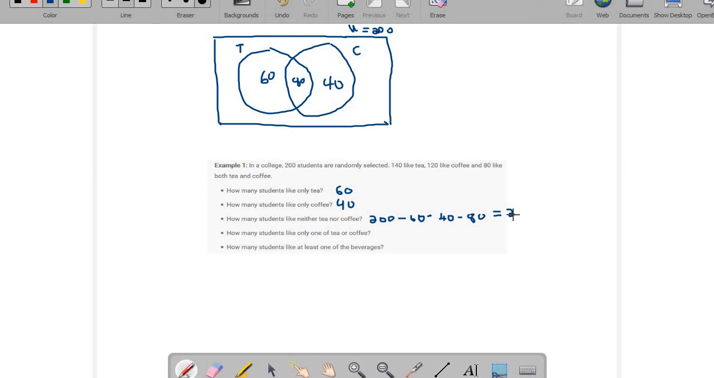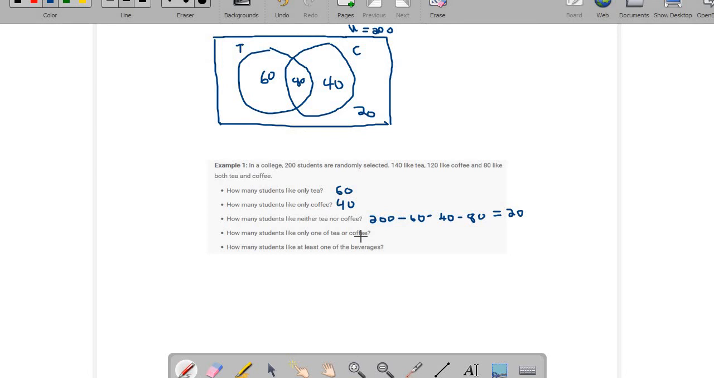Alright, so where do you put this number now? You're going to put it on the outside, since these persons neither like coffee nor tea. Whenever you see the word neither nor, that means those are the persons who are outside or don't belong to any of these categories in these two circles.